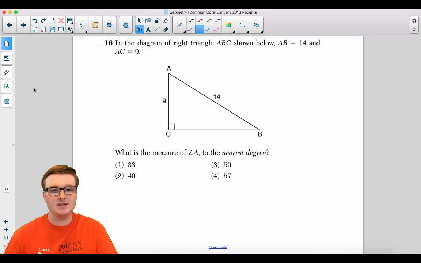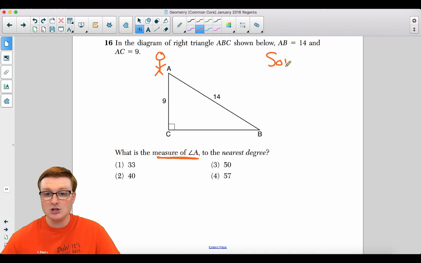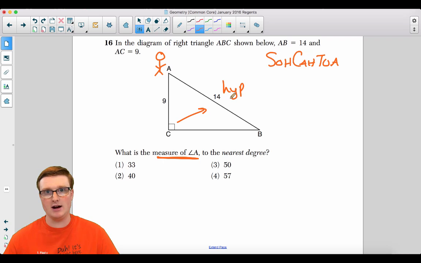All right, moving on. 16, in the diagram below of right triangle ABC, AB is 14 and AC is 9. What is the measure of angle A to the nearest degree? So here, I'm drawing my little stick figure, and we're trying to find the measure of angle A. You have to use SOHCAHTOA to solve for this angle. Now, your 14 is the hypotenuse because it is across from your right angle. Your 9 is your adjacent side.